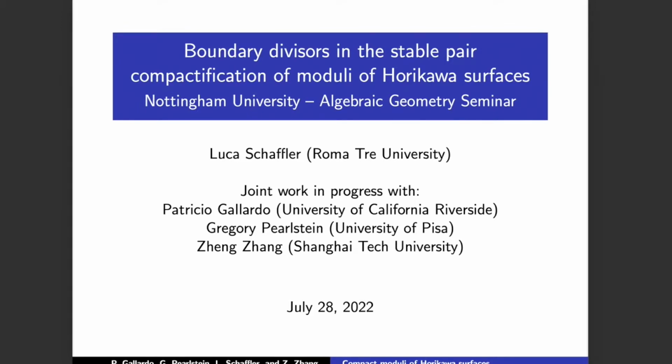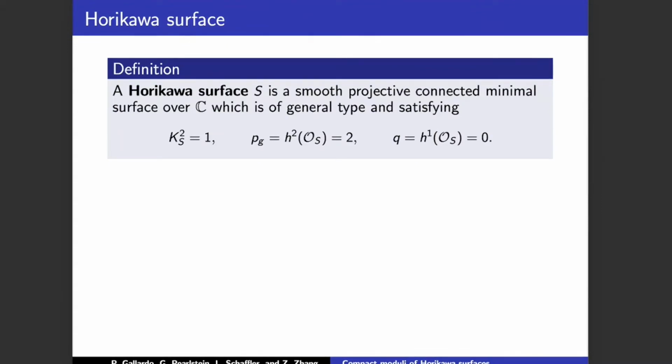And we will be studying compact moduli of Horikawa surfaces. So I would like to start by clarifying what I mean by a Horikawa surface. This will be a smooth projective connected surface. We will be working over the complex numbers. We want our surface to be minimal, which means we don't have -1 curves.